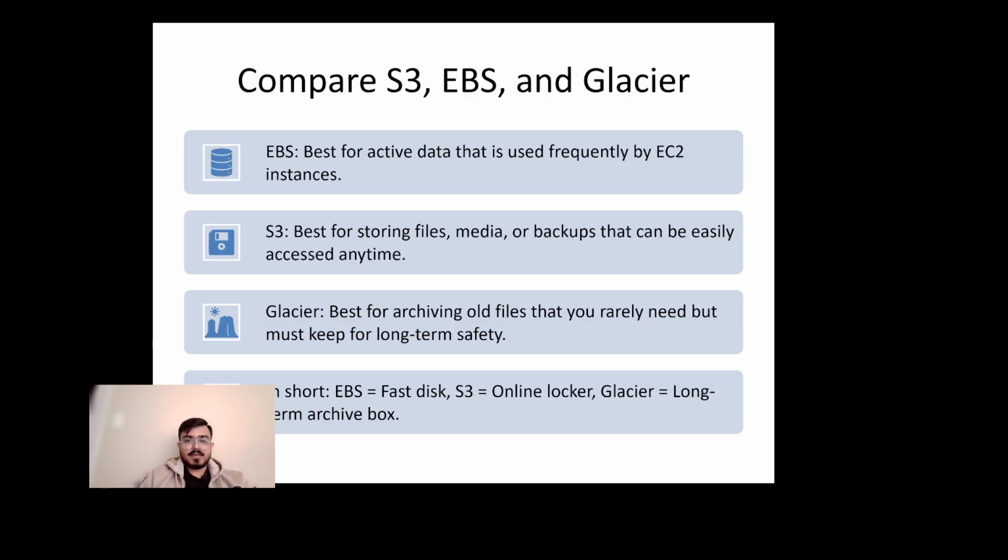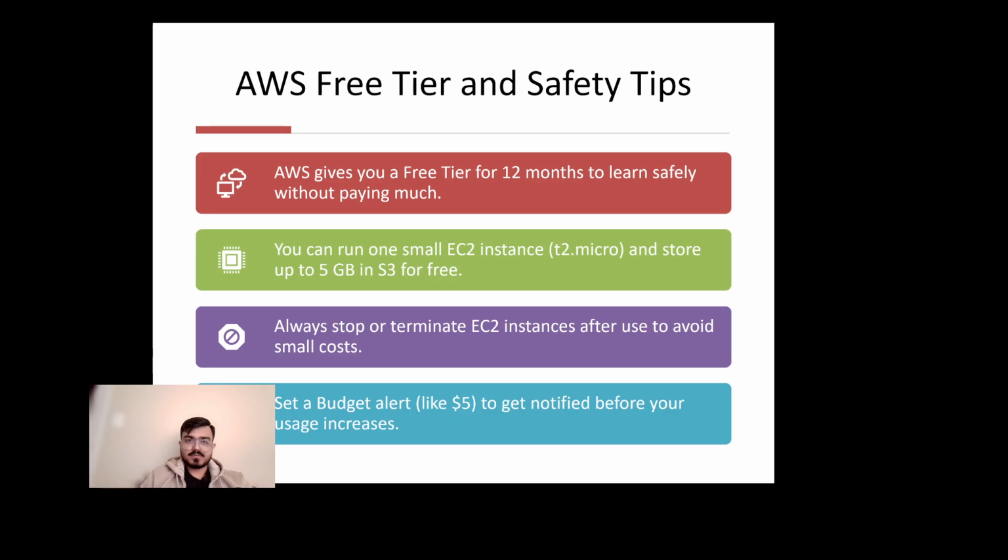So let's compare them quickly. EBS is best for active data that your EC2 instance uses often. S3 is best for storing general files like photos, videos, and backups. Glacier is best for old files or archives you rarely need. In short, EBS is your hard disk, S3 is like Google Drive, and Glacier is like your long-term storage box in the attic. Let's move to the next.